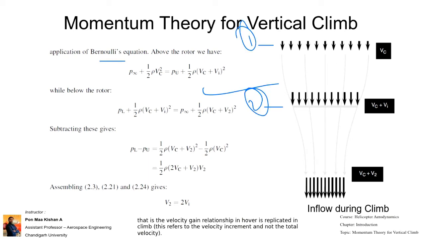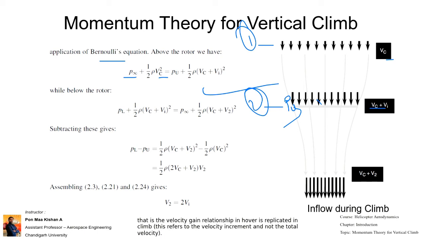So if I am calculating Bernoulli's equation, then P infinity plus half rho Vc square is equal to P upper. So that is the pressure in the upper layer, at section 2. Whereas our velocity is given with respect to Vc plus Vi the whole square, half rho (Vc plus Vi) whole square.